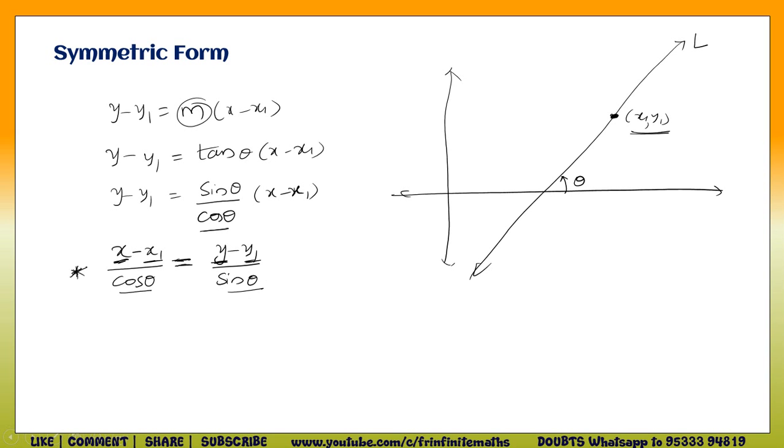Here theta should not be 90 degrees. So if theta is 90 degrees, what will happen? Left hand side value will not be defined. So from that what we can say? Here theta we should not consider as 90 degrees. So other than 90 degrees, from 0 to 180 degrees, any value we can consider. Okay. So likewise you can write the symmetric form. So symmetric form is nothing but one form of point slope form. That's it. Okay. Next, moving on to the parametric form.